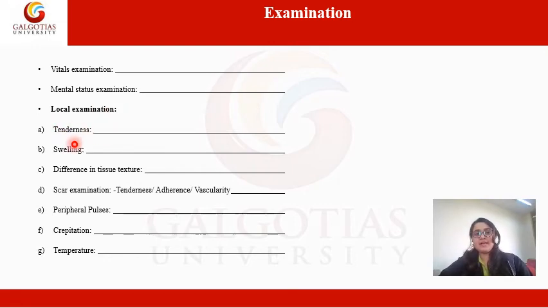Then we have local examination. In that we have tenderness, so we will observe for tenderness. We have already read that tenderness has 4 grades, so you will touch the area, and whatever the grade of the patient is, we will write it down. Then we will measure the swelling. If the patient has swelling over, for example, the thigh or the forearm, we will measure the swelling via inch tape, 10 centimeters, 5 centimeters above and 5 centimeters below, and we will compare it to the normal side. Then, is there any difference in tissue texture?